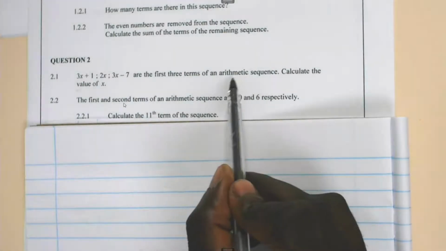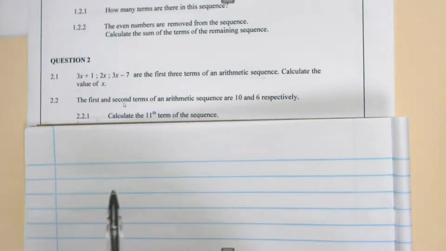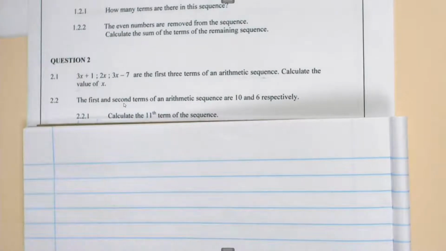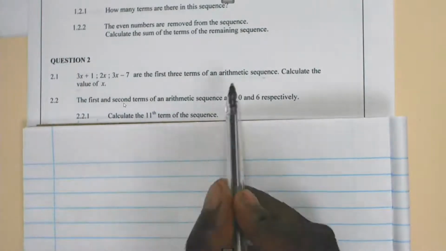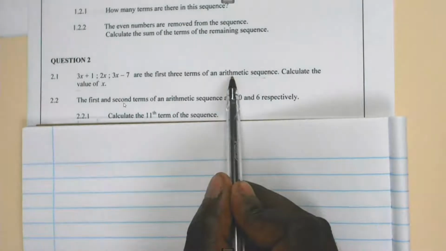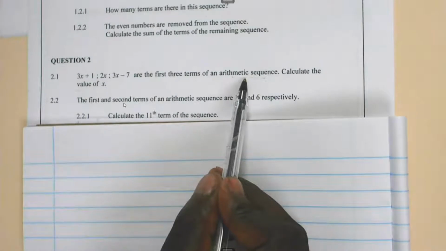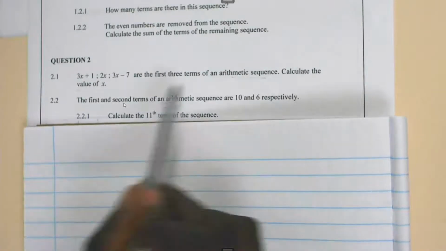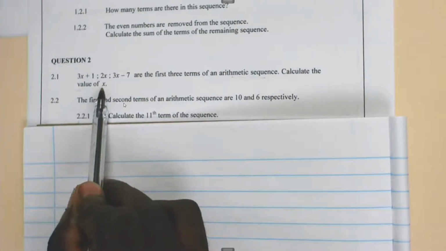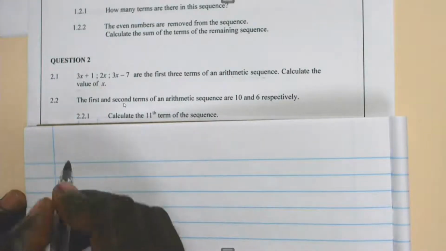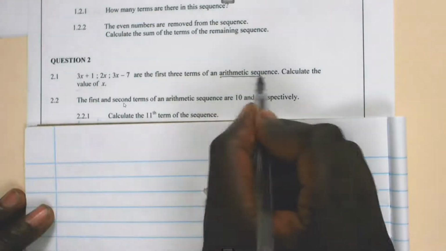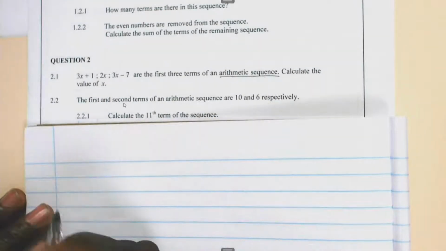If we are to find the value of x and we are told that the sequence is arithmetic. Arithmetic and geometric differ because arithmetic has a constant difference and geometric has a constant ratio. In this case, we are told that this sequence is arithmetic, and we are tasked to calculate the value of x. For it to be an arithmetic sequence, it must have a constant difference. And how do you find that constant difference?